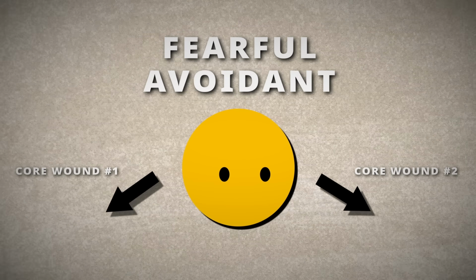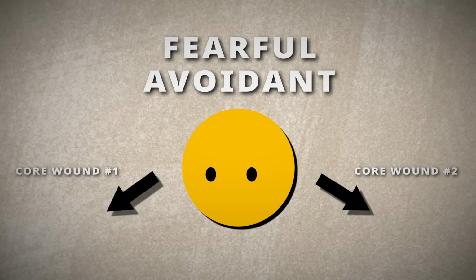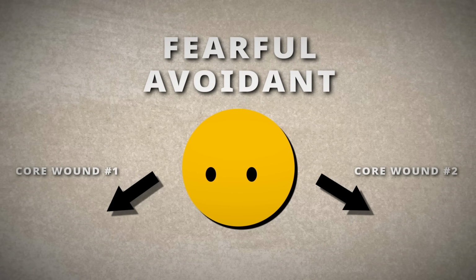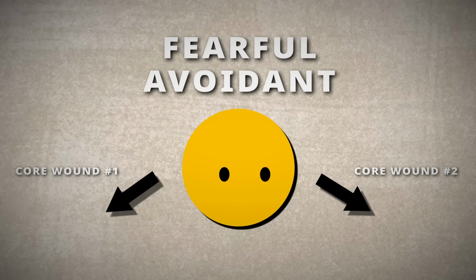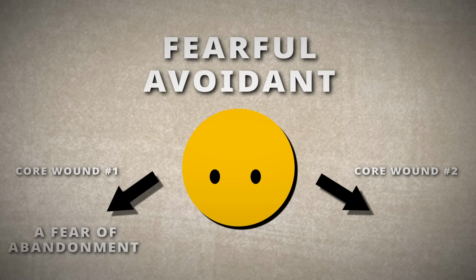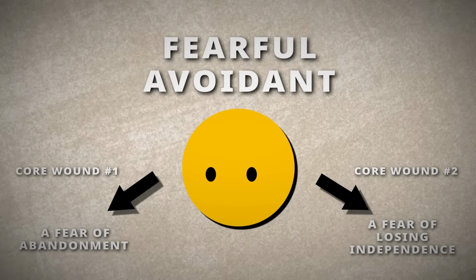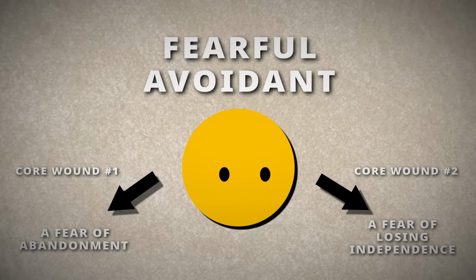Consider for a moment the calling card of a fearful avoidant. They are the only insecure attachment style that contains both core wounds, a fear of abandonment and a fear of losing their independence. But in those videos, you might have also heard me talk about that the way a fearful avoidant operates is actually relatively simple.